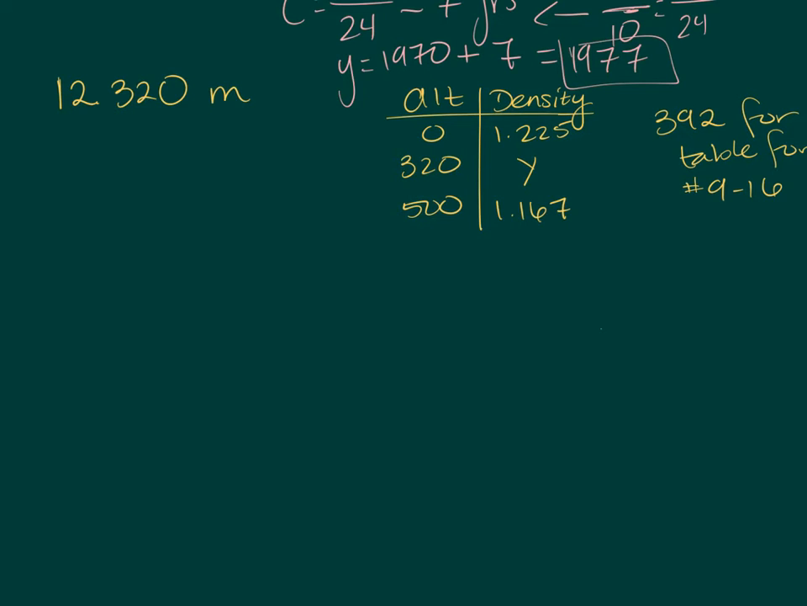So again, we're going to find the differences. Between 0 and 320, that's 320 meters, which is how far up we went. And from 0 to 500, we went up 500 meters. Now, if you look at the chart on 392, you'll notice the density decreases as the altitude increases. So we subtract the bottom number from the top. 1.225 minus y, we're going to name that d. And 1.225 minus 1.167 is going to be 0.058.